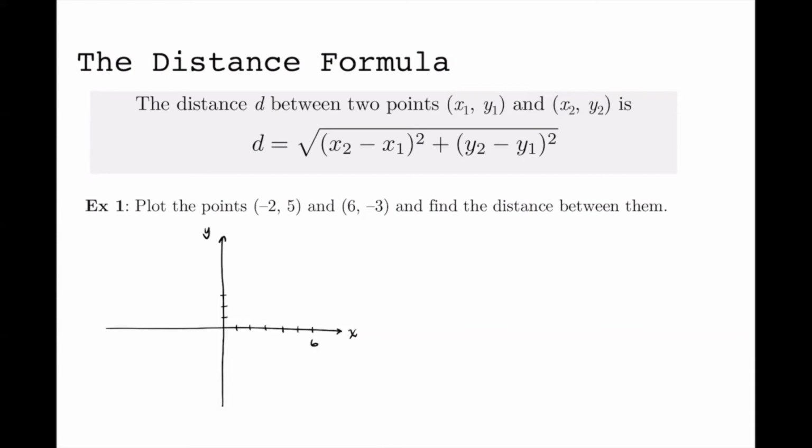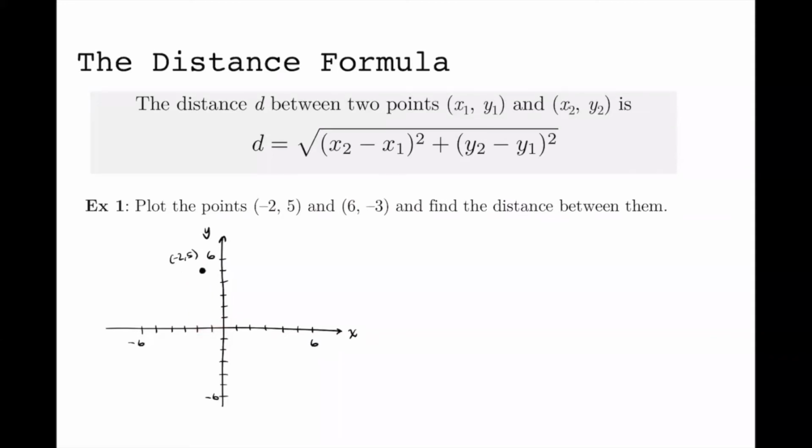If you don't want to label every single tick mark, that's okay, as long as you label one of them. This indicates to everyone, hopefully, that each one of these is 1 if I went out to 6 and labeled that 6. Okay, so the points that we're looking at, -2, 5, that's to -2 on the x-axis, and then up to 5 on the y-axis. So that point lives right there.